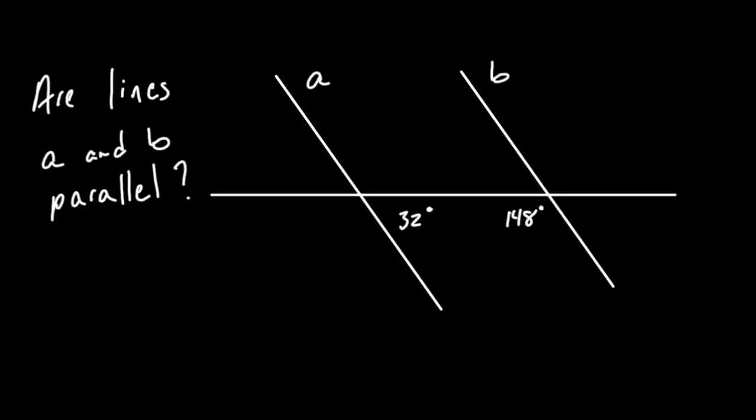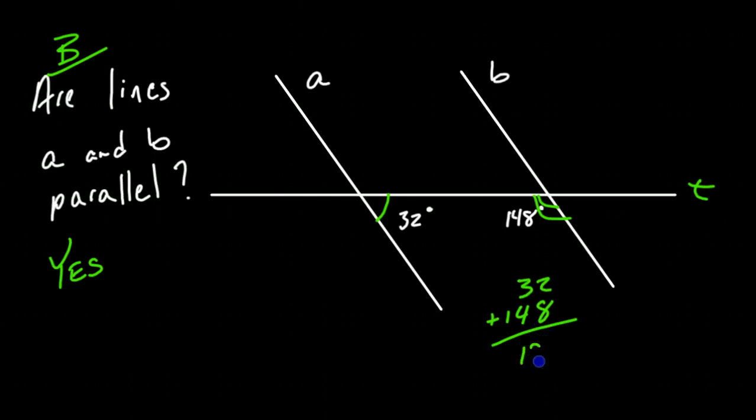All right, now if I asked you guys, are lines A and B parallel? Well, we've got that angle here and this one here for 148. They're both on the transversal going across. We'll call it T. Angle 32 and angle 48, those look like same side interior angles. And whenever same side interior angles add up to 180, they're supplementary.